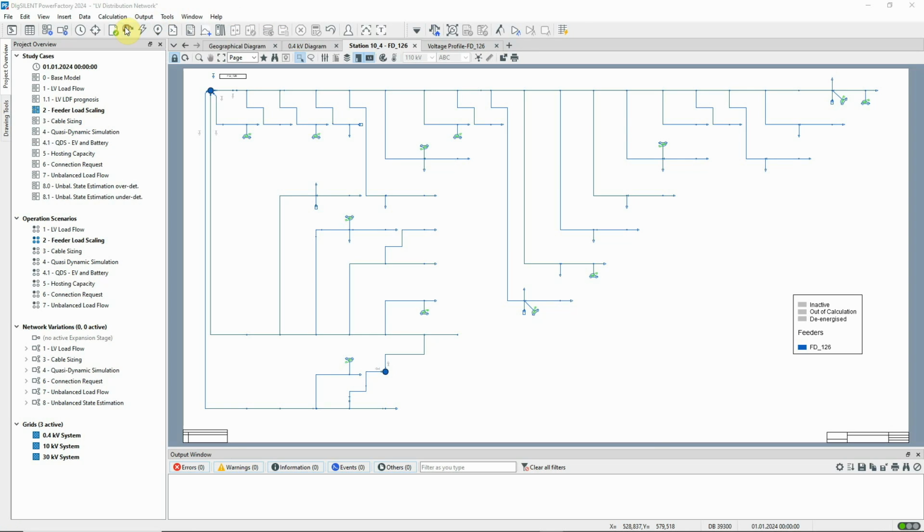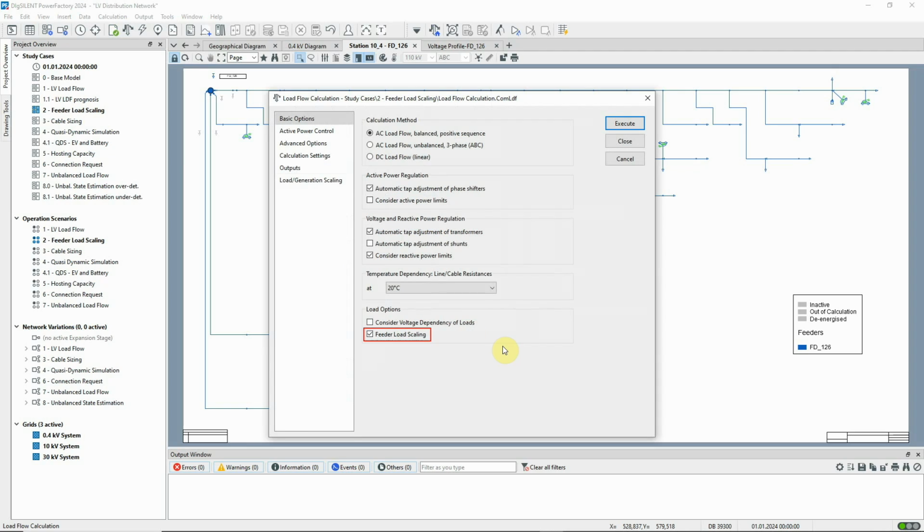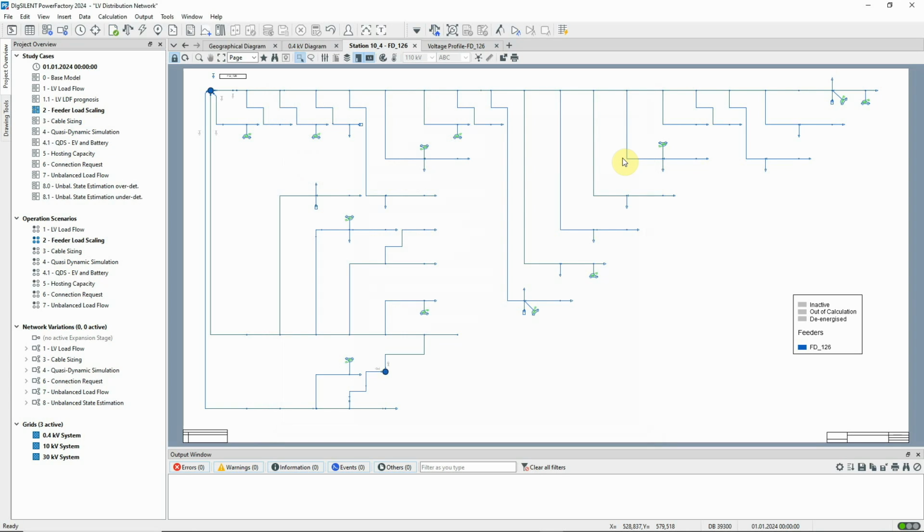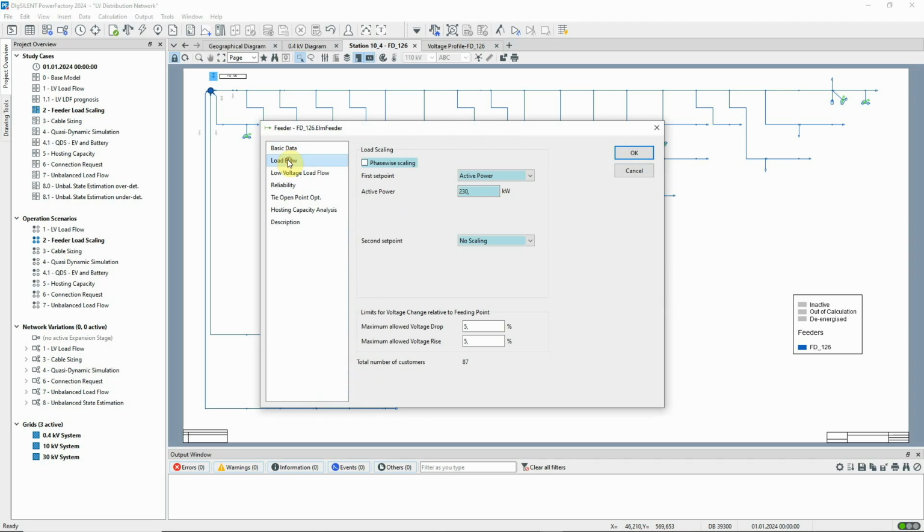Firstly, there's an option in the load flow command which needs to be selected. Secondly, the feeder itself has scaling options. Here we can see that the current setting is for the active power of the loads to be scaled to a total of 230 kilowatts.